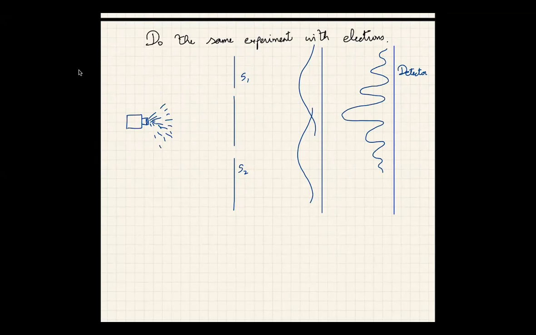Now, it is important to understand how I'm doing this experiment. Here, I am not measuring the intensity of electrons. I am actually counting the number of electrons. So what I'm doing is that I'm allowing the electrons to pass through either slit S1 or S2, and I have some kind of a detector that counts these electrons.